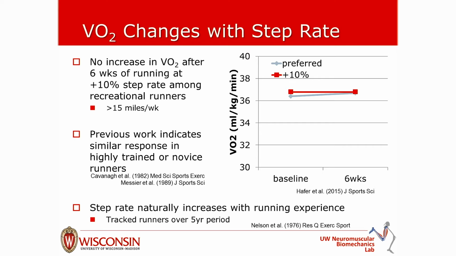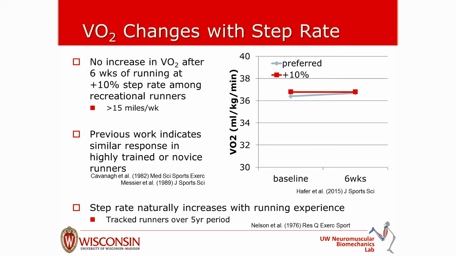A more recent study just about a year ago compared individuals after 6 weeks of changing their step rate by up to 10%, and this was among recreational runners, so runners that ran about 15 miles per week. And what they found is that the oxygen consumption didn't change at all as a result of that modification. So they were not at any sort of a disadvantage, even for a short period of time. They were able to maintain their running economy throughout their training period.